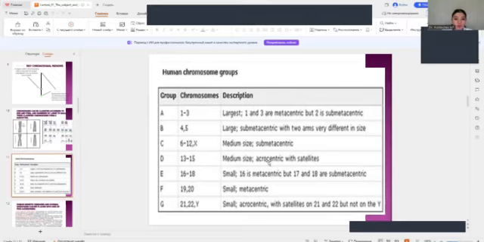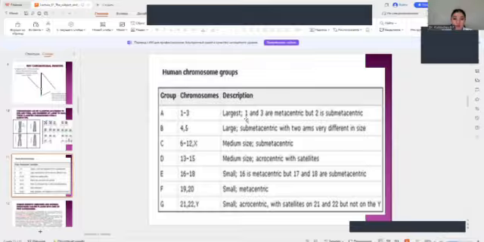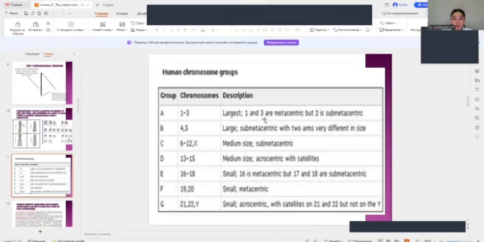So, depending on size and location of centromere, we divide them into A, B, C, D, E, F, G groups. The A group includes the first, second, and third pairs, which are the largest in size, and the first and third are metacentric, the second is a submetacentric chromosome. The B group includes the fourth and fifth chromosomes, which are large, submetacentric, with 2 arms very different in size.